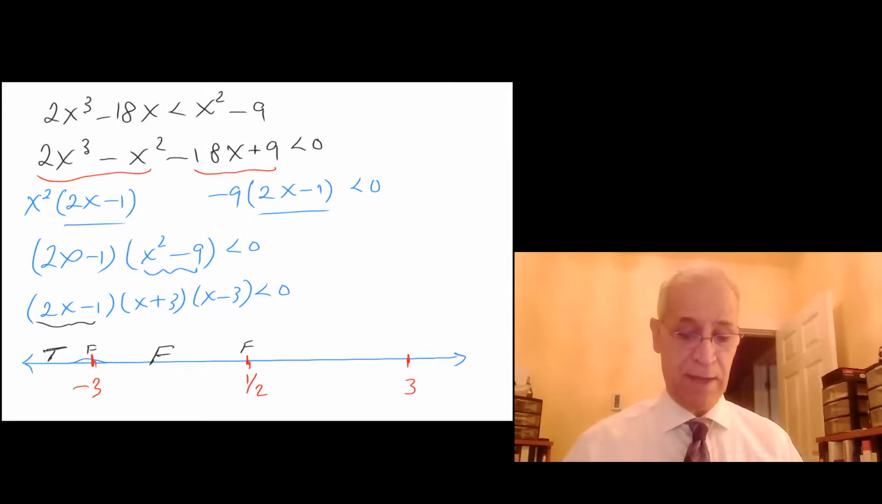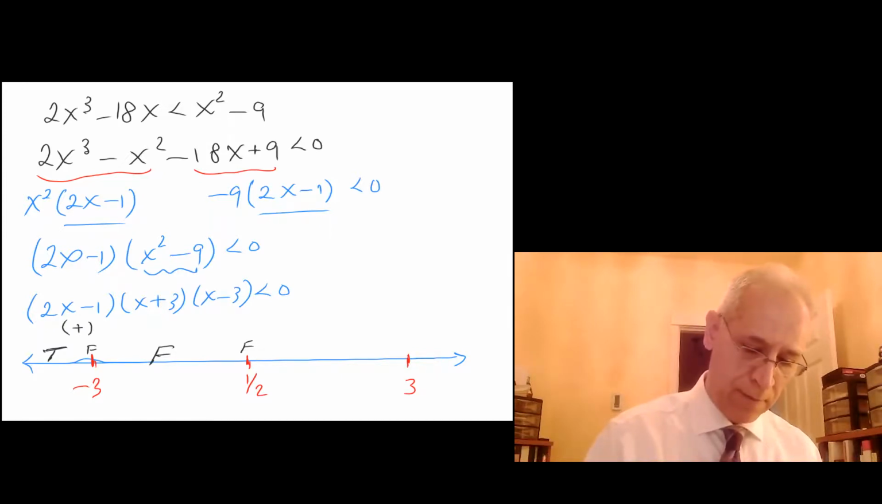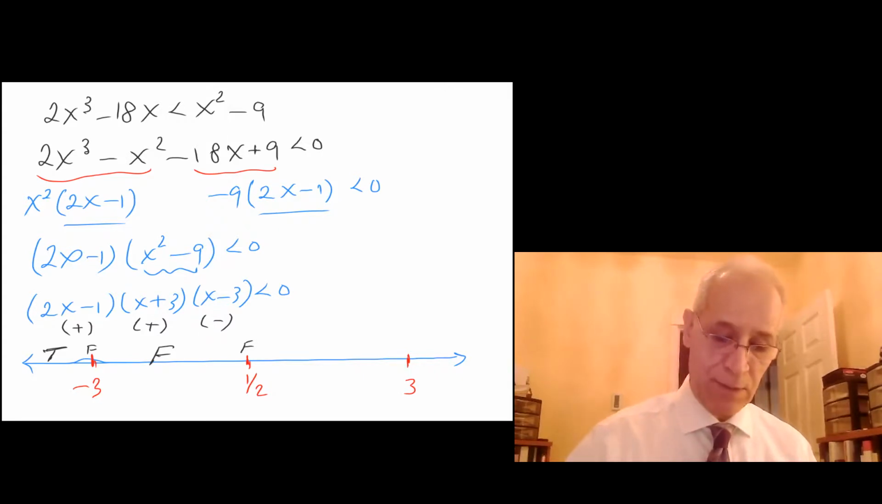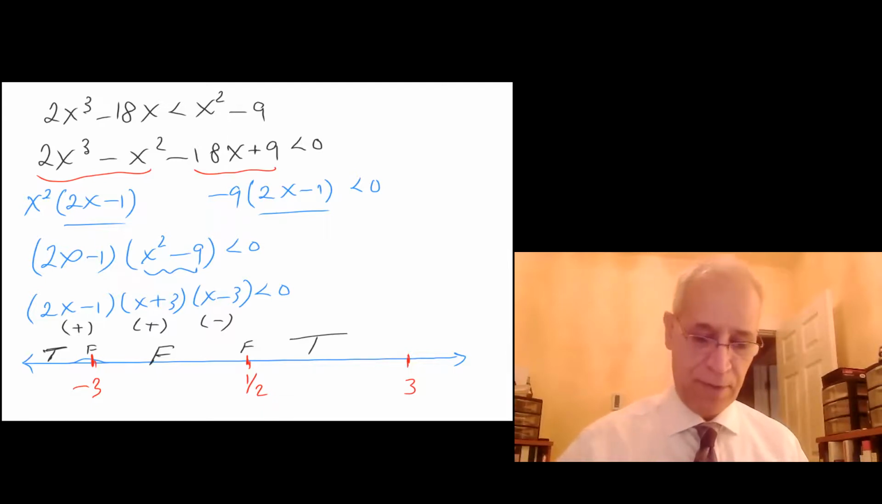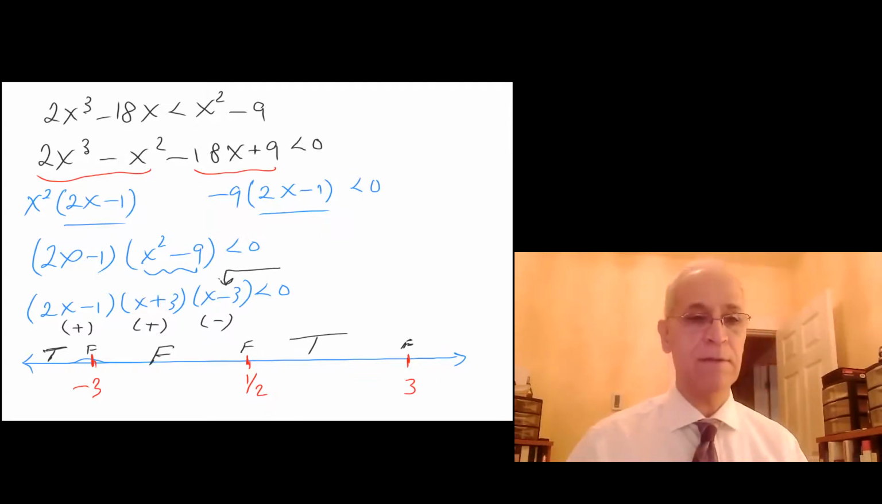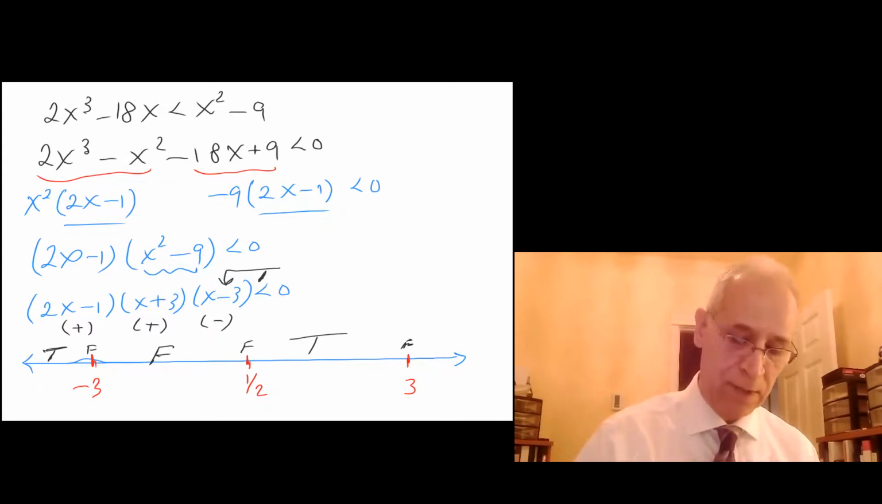Between 1/2 and 3, let's say 1. If I plug in a 1 in here, I'll get a positive, and a negative. The end result is negative. A negative is smaller than 0, so I'm going to put T here for true. I know 3 itself is not included. Once again, you can reason that if you plug in 3 in here, 3 minus 3 is 0. 0 times anything is 0, and 0 cannot be smaller than 0.